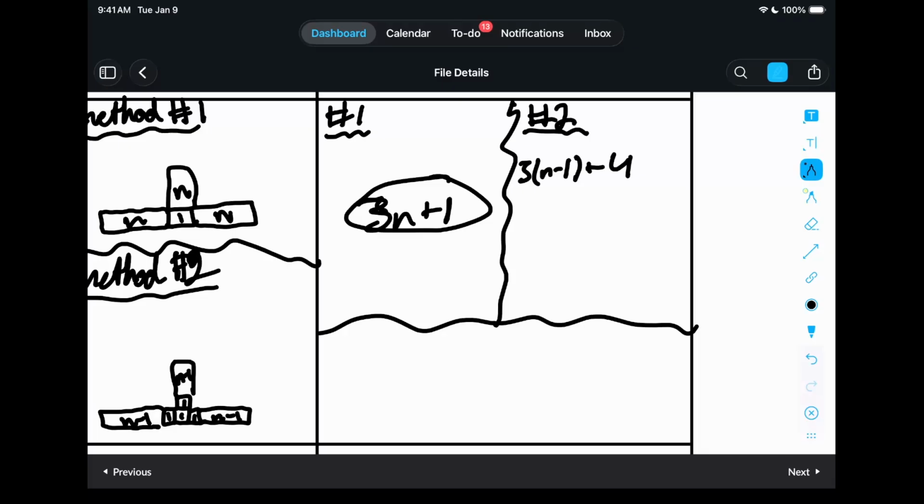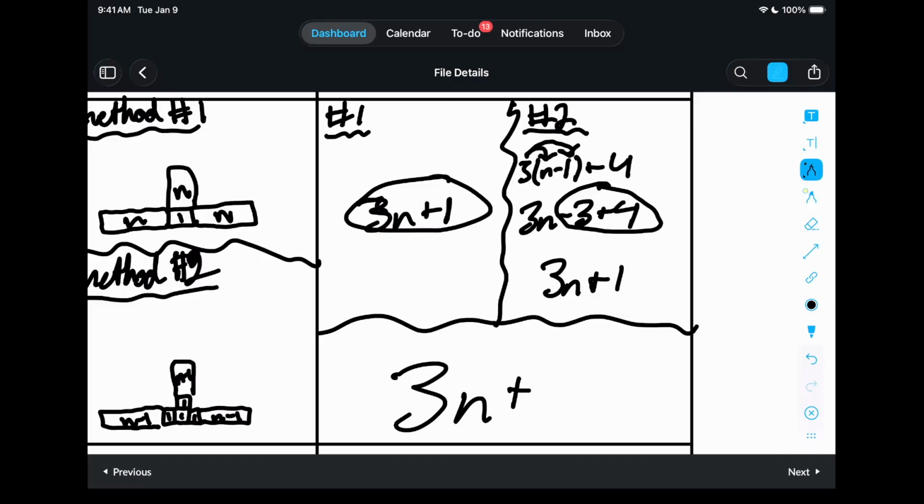So if we distribute the 3 into the parentheses, we're left with 3n minus 3 plus that 4. Now, the 3n, we're good. Nothing else we can do there. But this, negative 3 plus 4, can be simplified to positive 1. So then, yes, we are left with 3n plus 1. So our answer is 3n plus 1. Hooray!